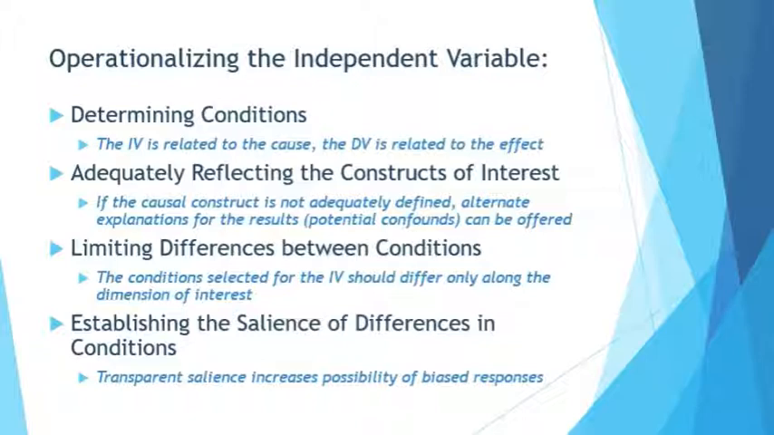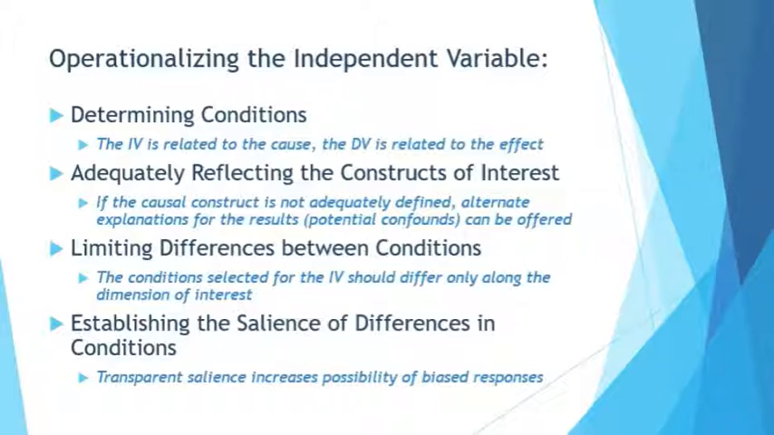Often, constructs represented by an IV are operationalized by selecting various exemplars or typical examples of the construct, or by using various stimuli, sometimes called stimulus sampling. Variability is important, as is making sure they are representative of how they would exist in the natural world. And lastly, establishing salience of differences in conditions.